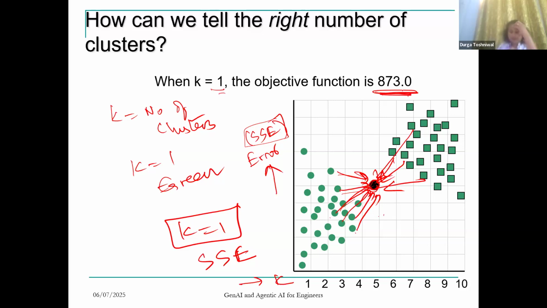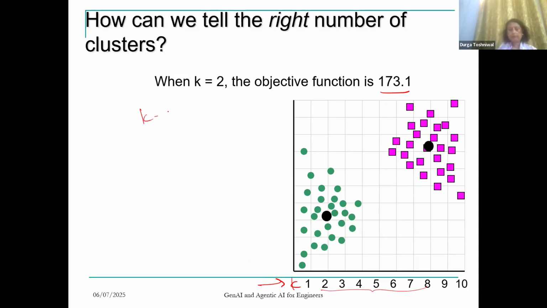Then the next value after k equal to 1 will be k equal to 2. K equal to 1 I showed previously. Now this is k equal to 2. In this case, we are having two clusters, and let's say we are assuming the mean values as these. Again, we find the distance of all these points with respect to their own cluster center.